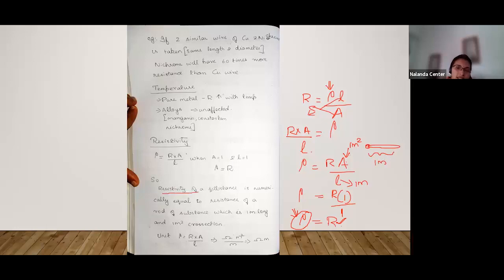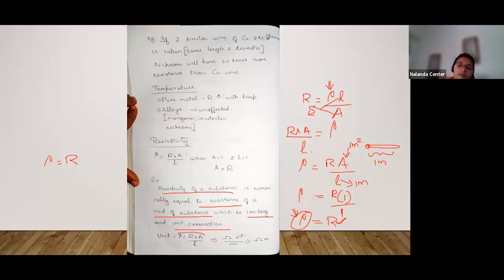So what is resistivity of a conductor? The resistivity of a substance is numerically equal to the resistance of a rod of the substance which is 1 meter long and 1 meter square in cross section.